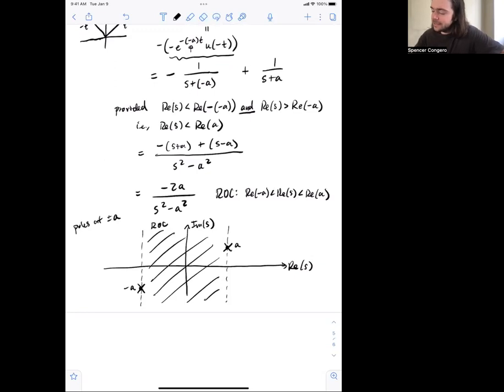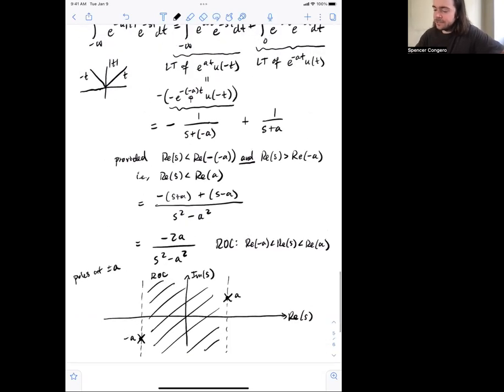So in this video, we found a bunch of Laplace transform pairs and their regions of convergence. We're going to be using these pairs in future videos for more examples. That's all I have for this video, and I will see you in the next one.